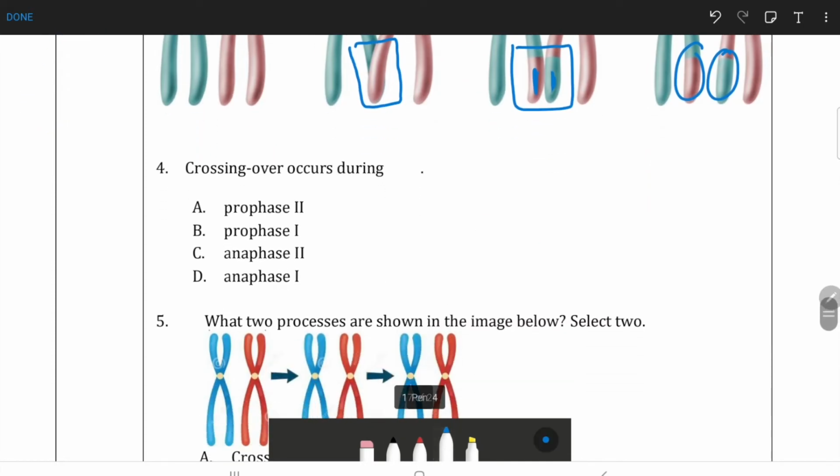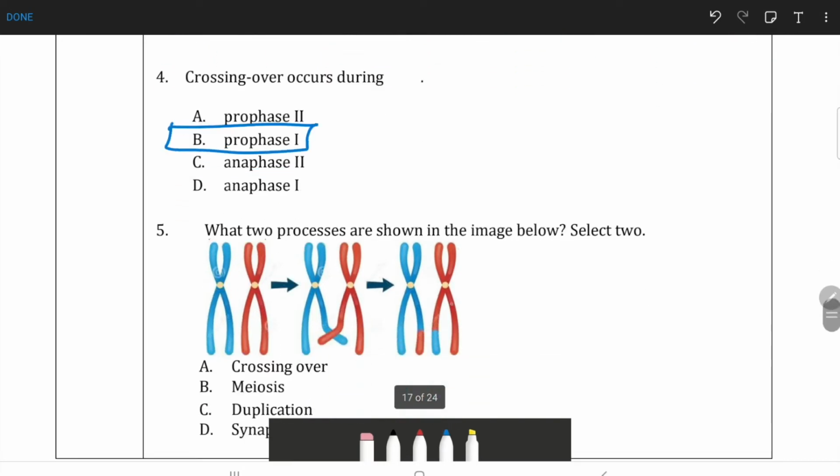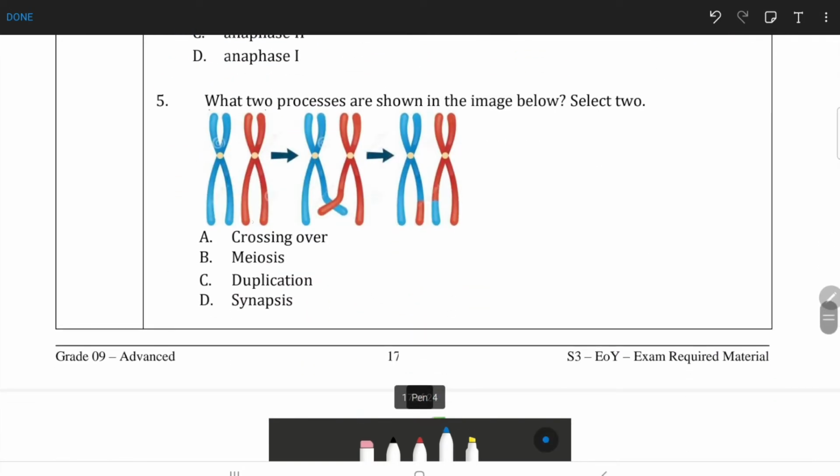That's why it leads to genetic variation. Crossing over occurs in, of course, prophase 1. Then, which of the processes is shown over here? Of course, crossing over, no need to look into it. If they say to select 2, you can say the second is synapsis.